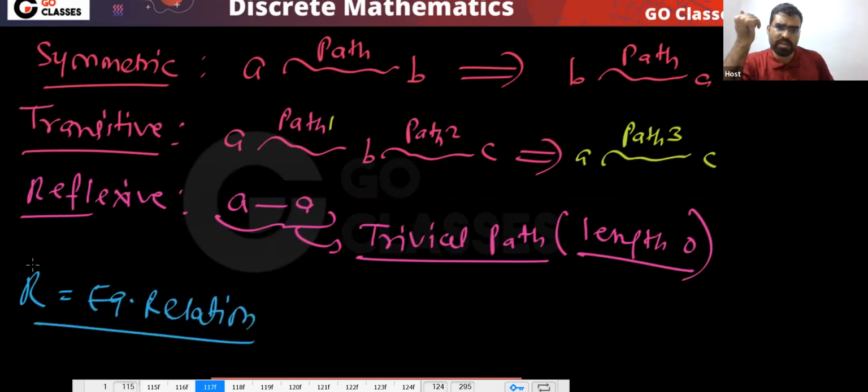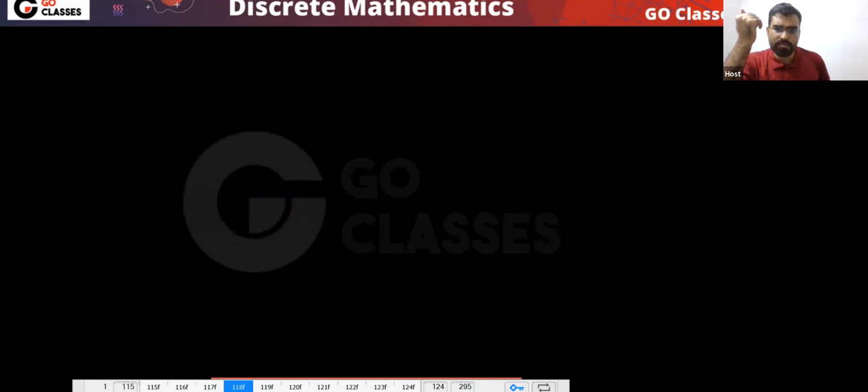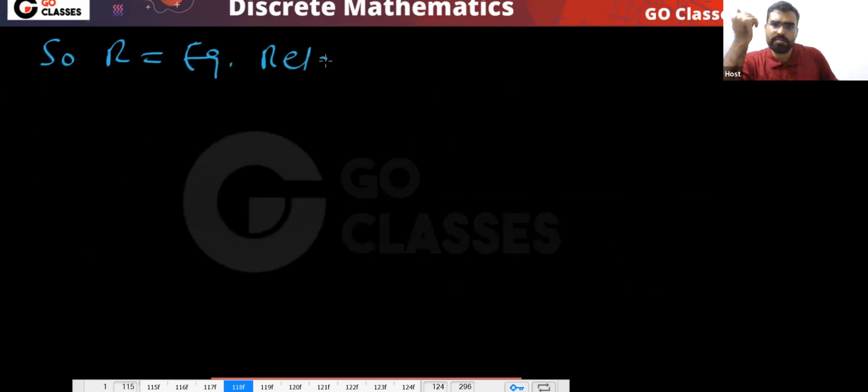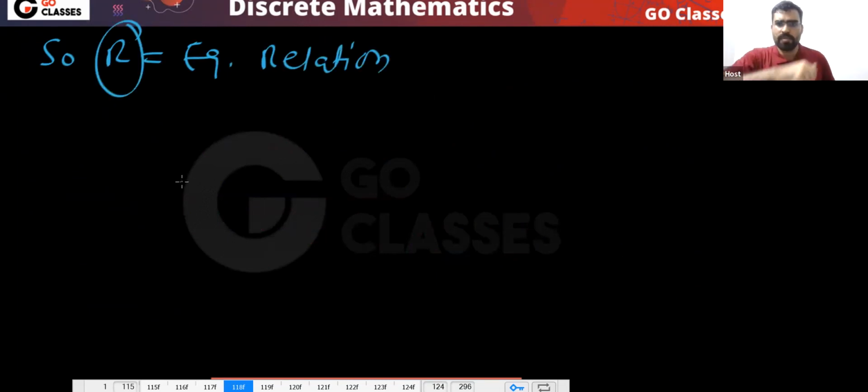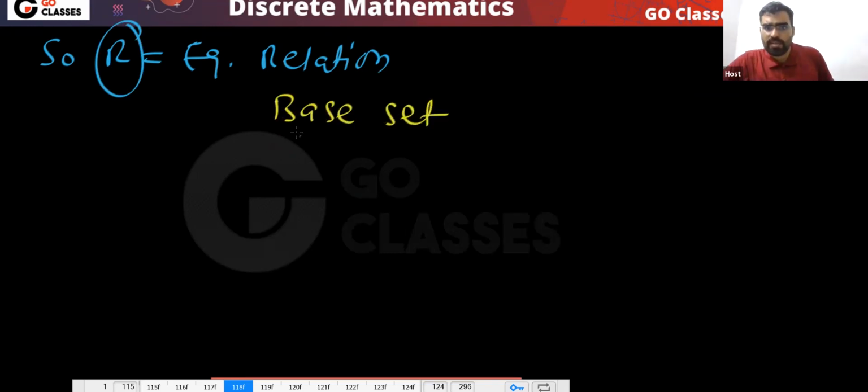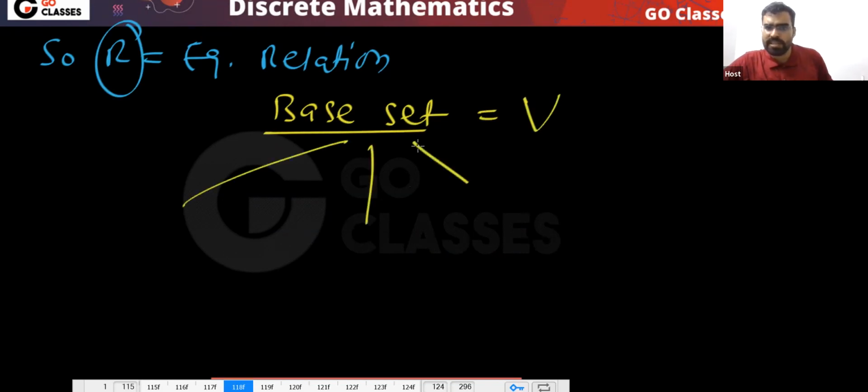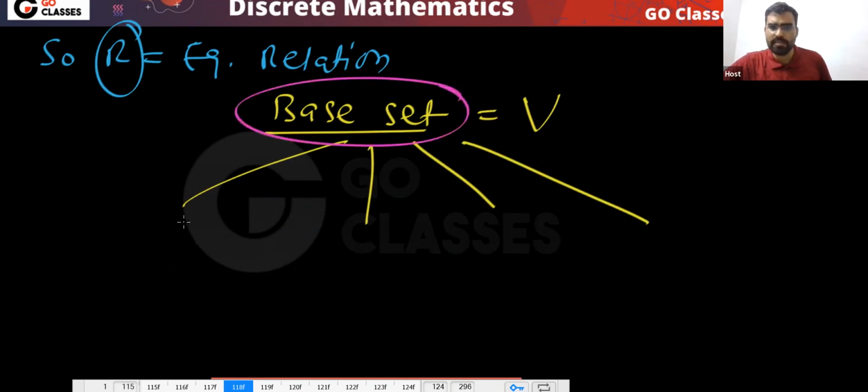And because R is an equivalence relation, what will happen? Who will be partitioned? Your base set, the set of vertices, will be partitioned into equivalence classes.